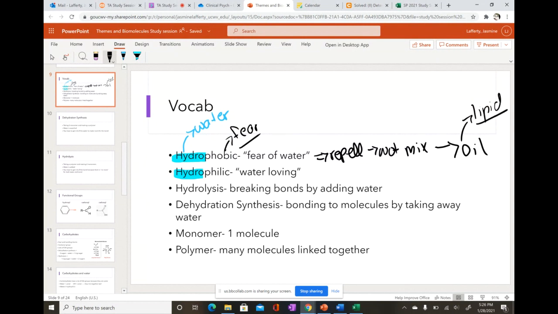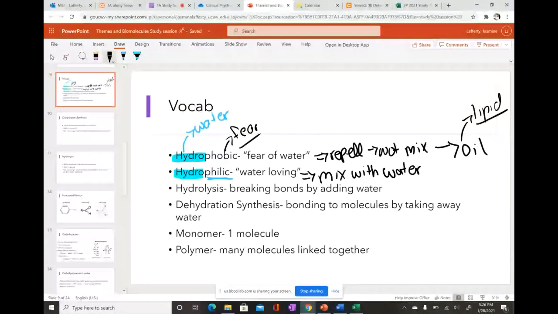Okay, so now let's go to hydrophilic. Philic means like or loving. So literally, hydrophilic means water loving. So this can be, it would mix. It would mix with water.